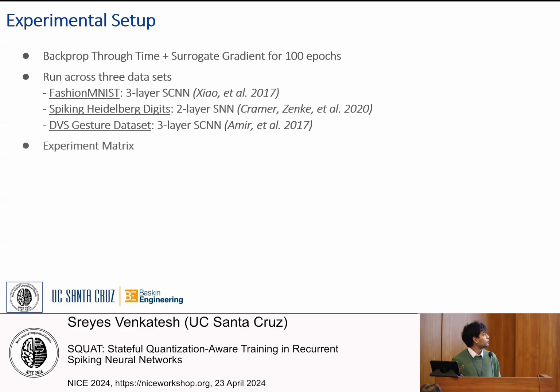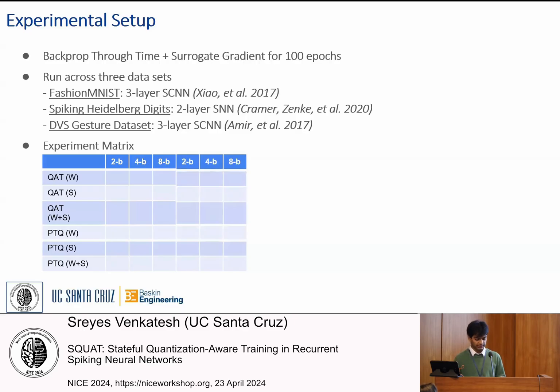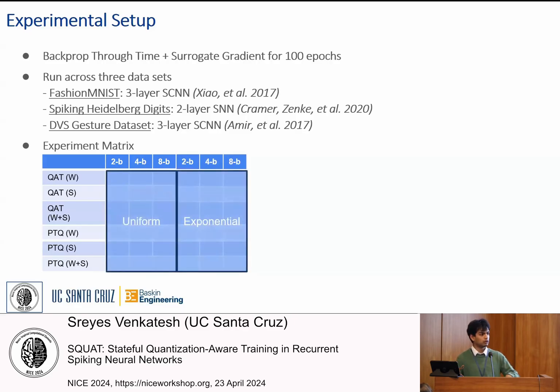This is the experimental matrix. First we run quantization of just the weights, then quantization of just the states, and then quantization of the weights and the states. This is done for 2 bits, 4 bits, and 8 bits. The same series of experiments is also run for post-training quantization. And for the states, as I said before, we have uniform and exponential quantization, so we double our number of tests to account for that.